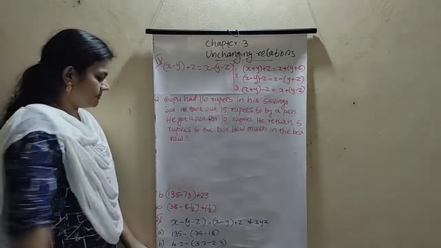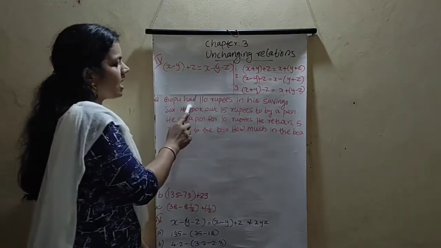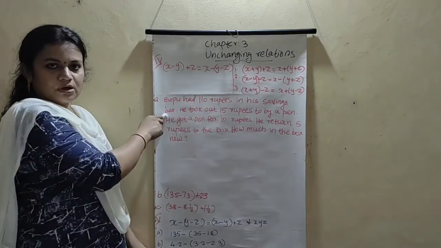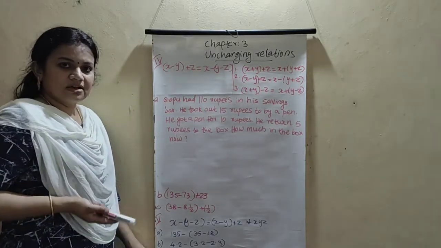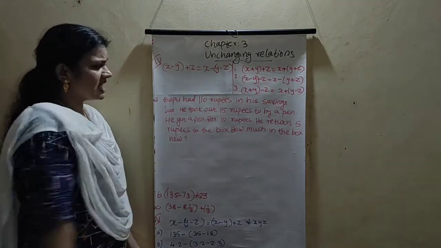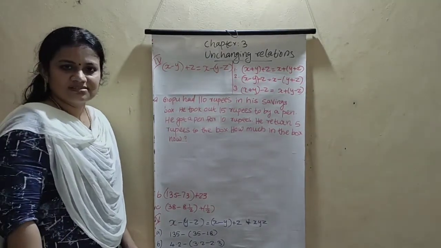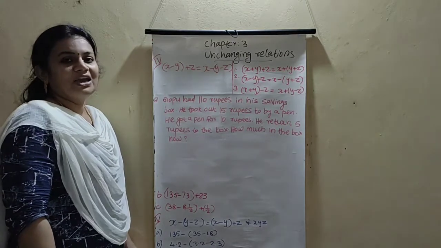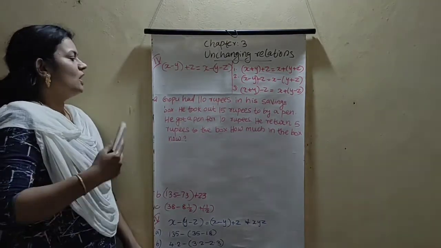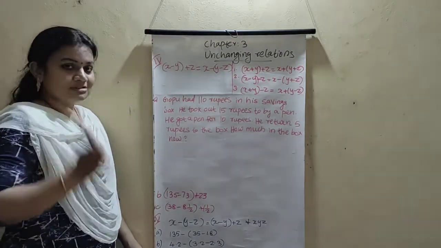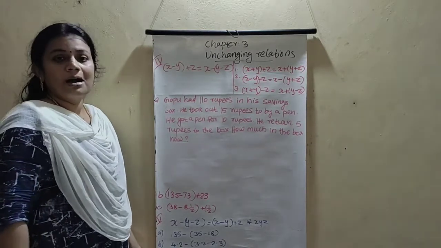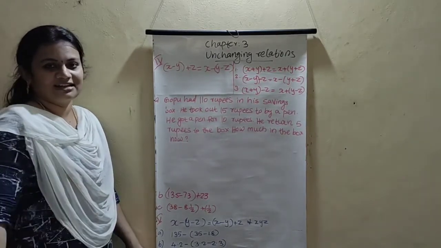Okay, then one problem is given here. Gopu had 110 rupees in his saving box. Do you have a saving box? Okay, do you have it? Saving box. Yes, children. Okay. If you have no saving box, you can buy one saving box. Then collect some money, 10 rupees, 20 rupees like that.